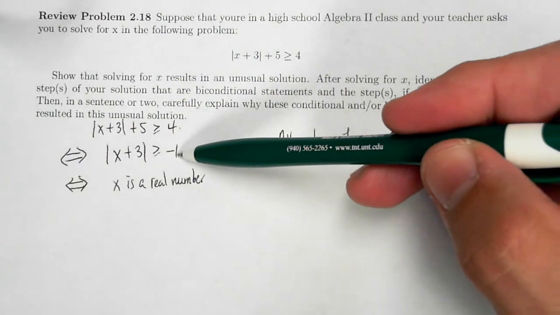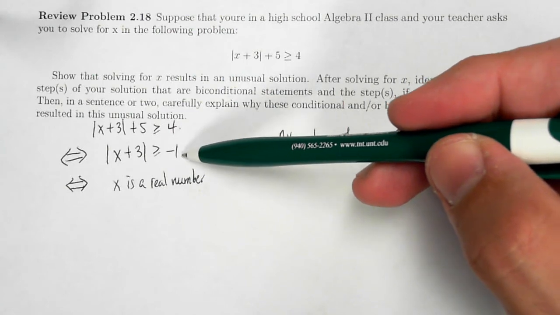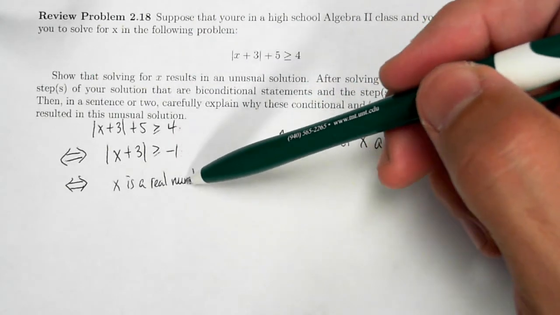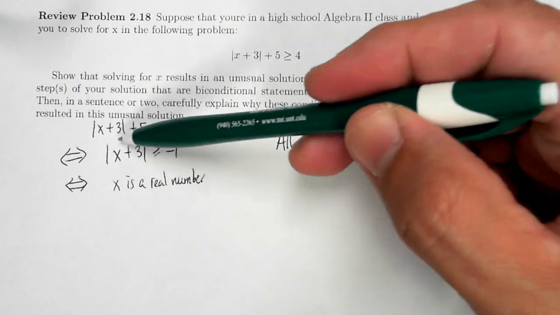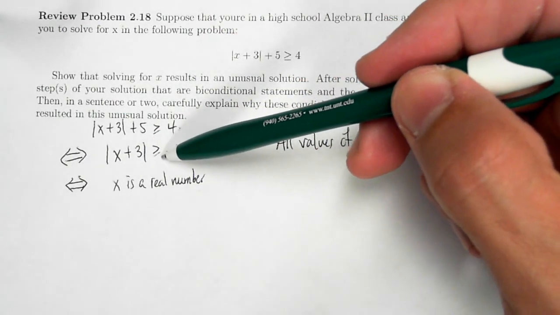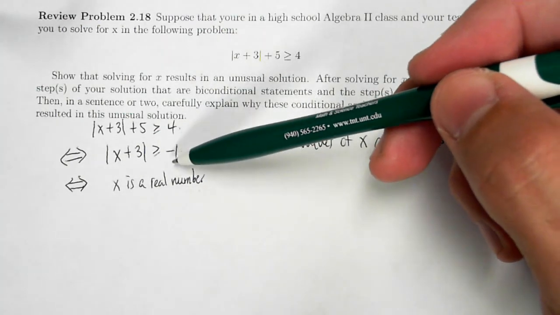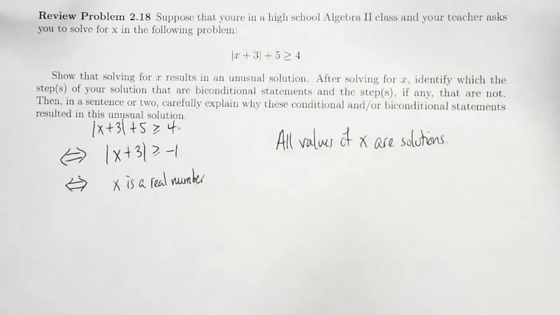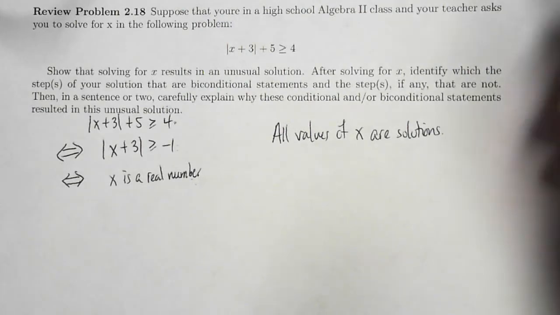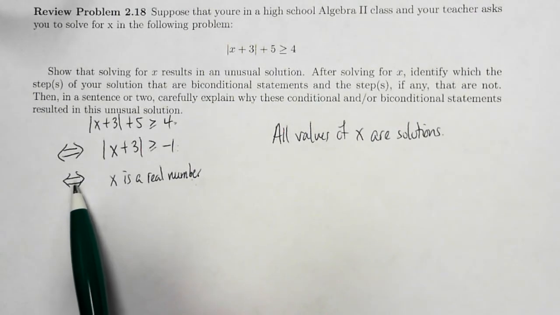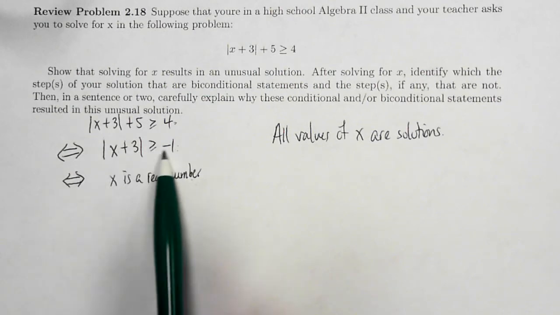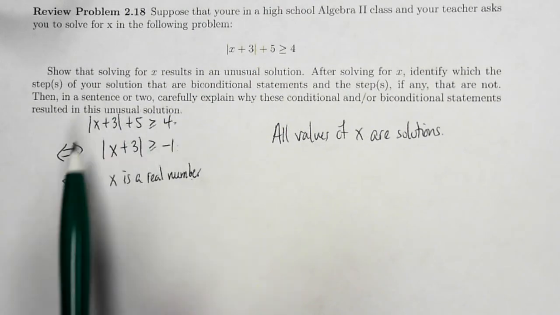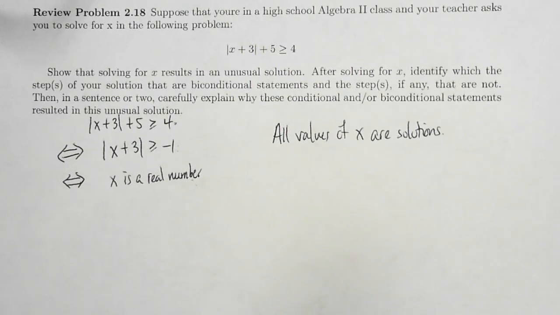So when I come to the bottom here, usually I have x equals something or x is less than something. Here, x can be anything and this line is correct because the absolute value of anything is greater than or equal to negative 1. So this line works if and only if x is any real number. So all values of x are solutions. So I have two biconditionals, unlike the previous review problems. Here I have two biconditionals, but this bottom line is always true, which means the top line is always true no matter what the value of x is. And so all values of x are solutions.